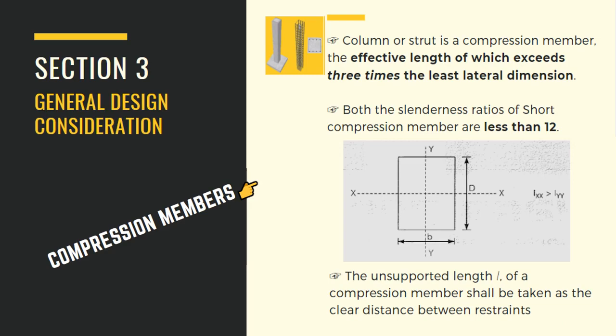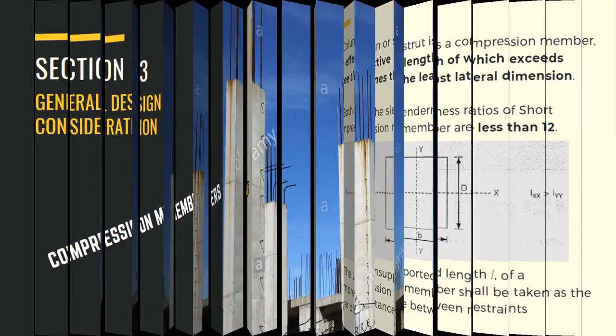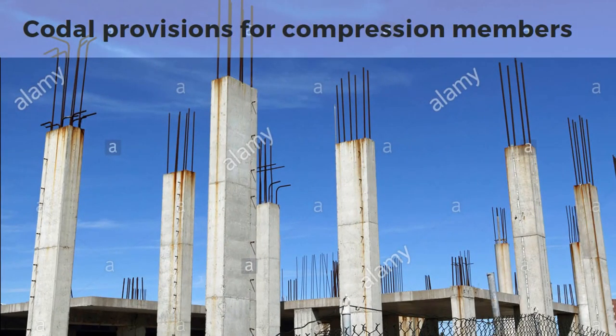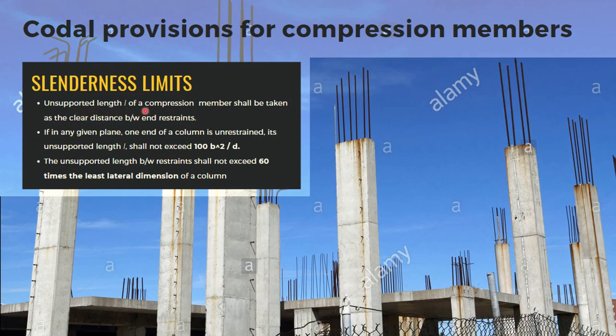Now we shall see some codal provisions. First, we shall see the slenderness limits. The unsupported length L of a compression member shall be taken as the clear distance between end restraints, as we have seen already. If in any given plane, one end of a column is unrestrained, meaning something like a cantilever structure, its unsupported length L shall not exceed 100 b square by d. As we have already seen in slenderness limits for a cantilever beam, it is 100 b square by d. Here the same criteria has been followed.